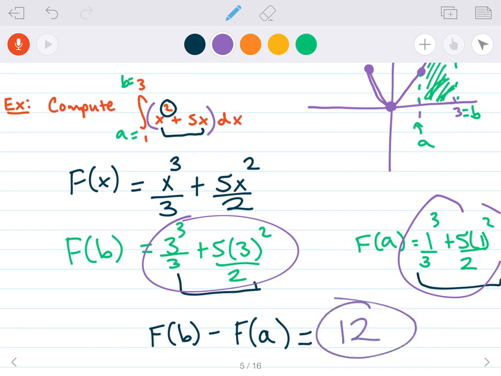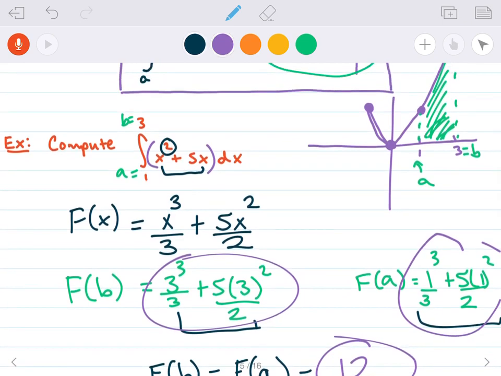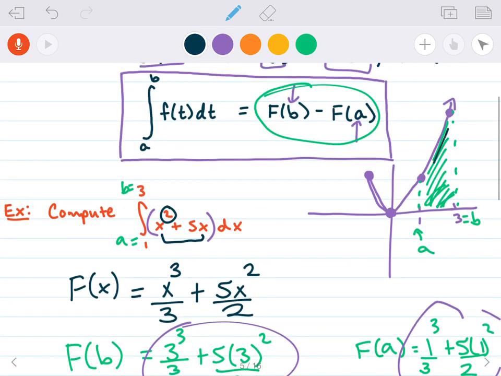All right, so that is how we can apply the fundamental theorem of calculus to evaluate these definite integrals. And 12 is going to be this area right here. That's an area of 12.